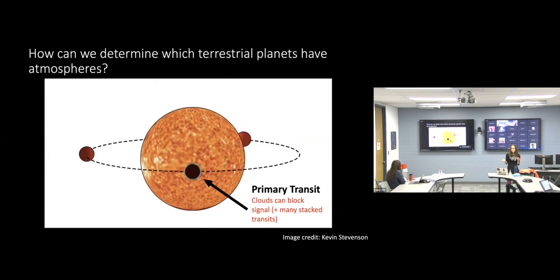But the problem with looking for atmospheres in transit is that it can take a lot of stacked transits to build up the sensitivity to see these really small molecular absorption features. And also clouds can block out the signal, so we may not even see anything. And if we observe a flat line in transit, we actually have no way of differentiating. Is that because we are seeing a planet that doesn't have an atmosphere? Are we seeing a planet that has an atmosphere, but it's totally cloudy, so we can't see anything? Or are we seeing a planet that has an atmosphere, but the molecular features are so small that it's below the level of our sensitivity?